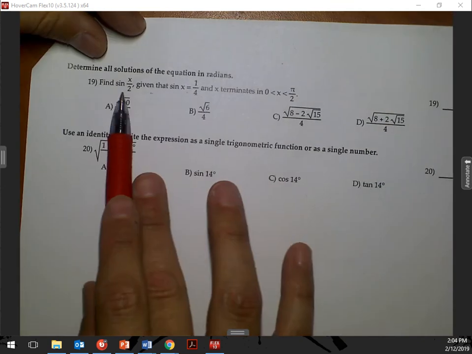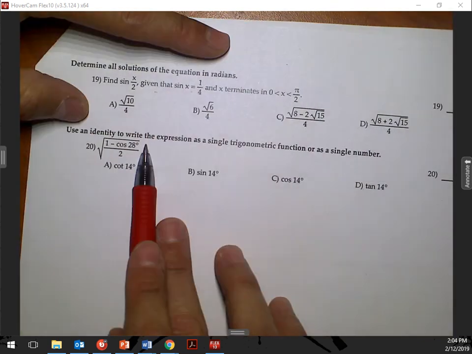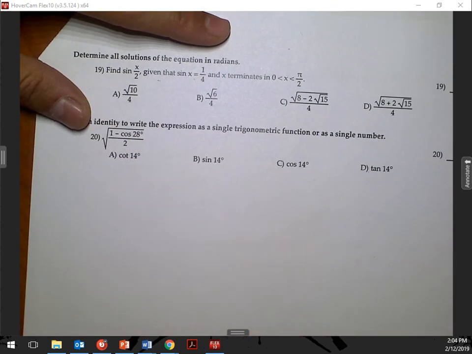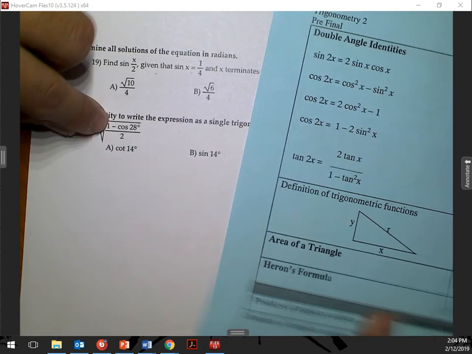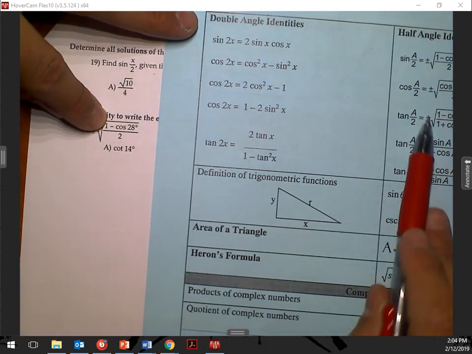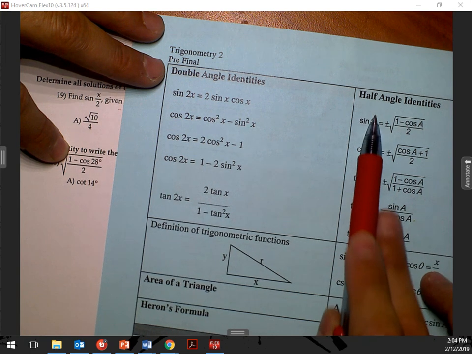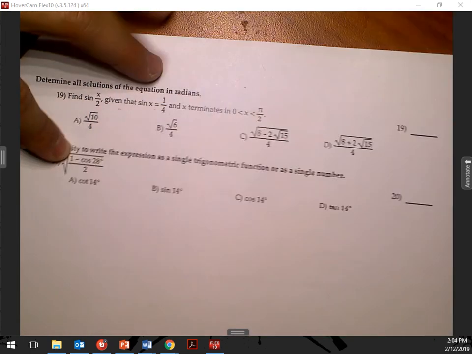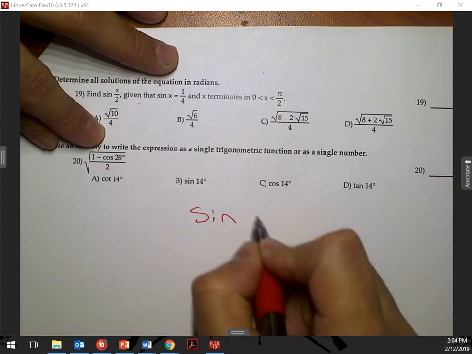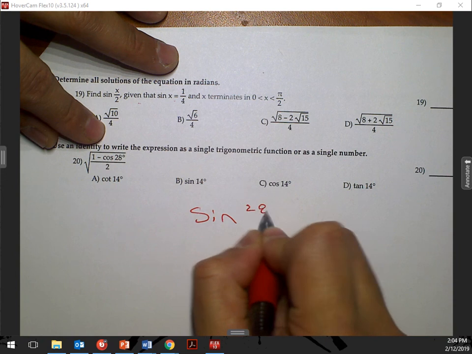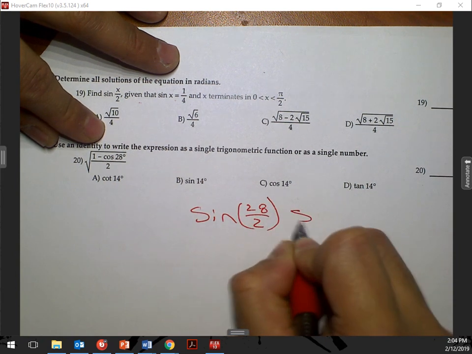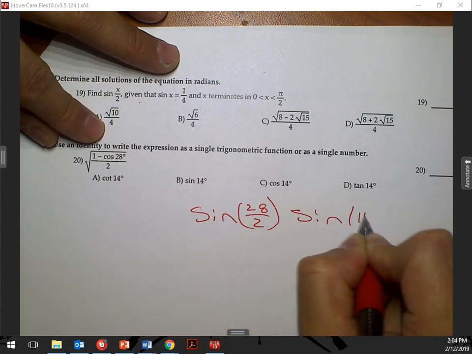Now, anyway, 19 is the same as that previous one. This one right here, you just match the identity. 1 minus cosine, so that one's going to be a sine of a over 2. So it's sine of a, which is 28, over 2. So that's sine of 14 degrees.